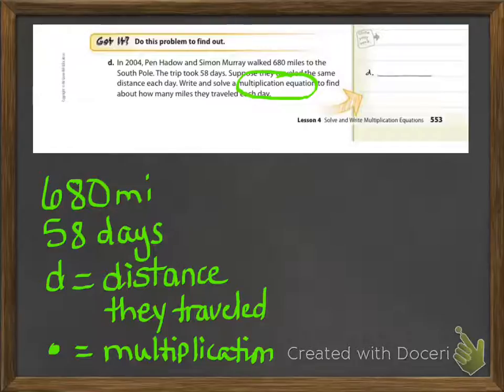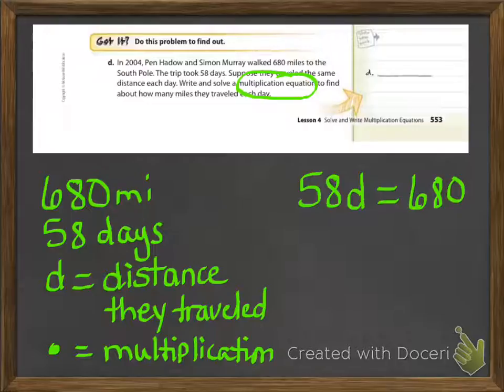So we know that for 58 days, these two people walked a d distance every 58 days. So every day of 58 days, they walked d miles per day. At the end, it totaled 680 miles. So this is what your equation should look like. 58d equals 680. So you also had to go solve it.